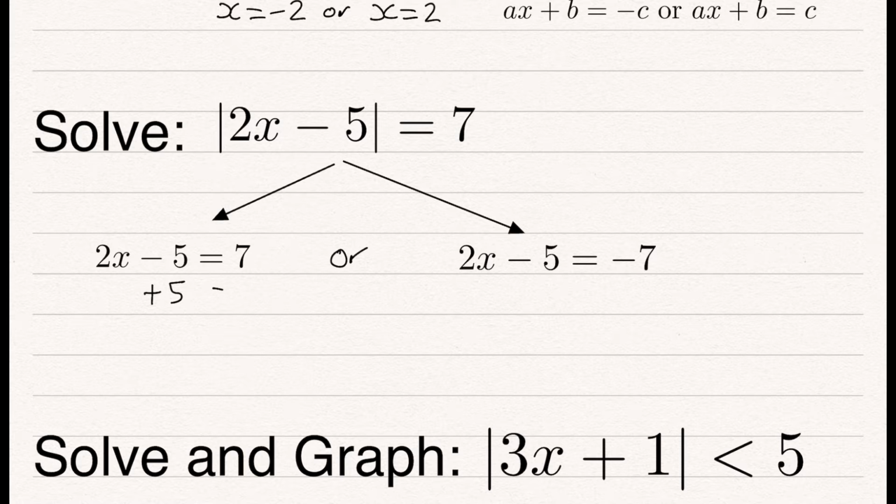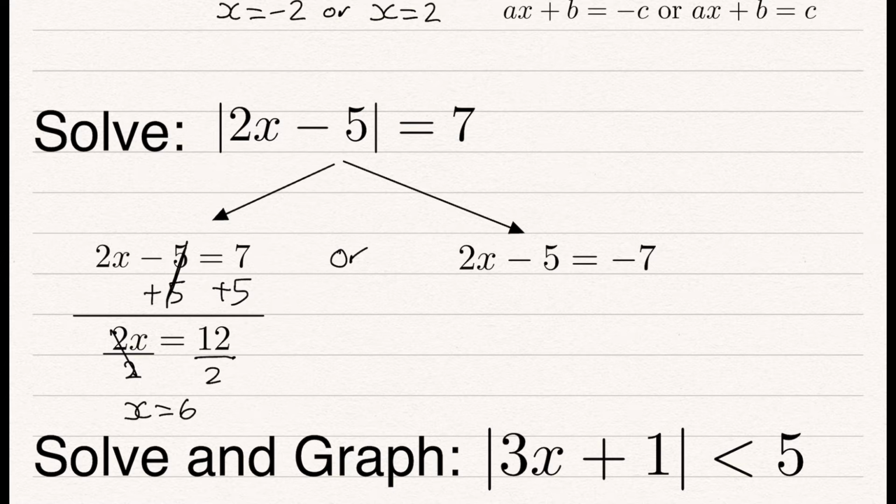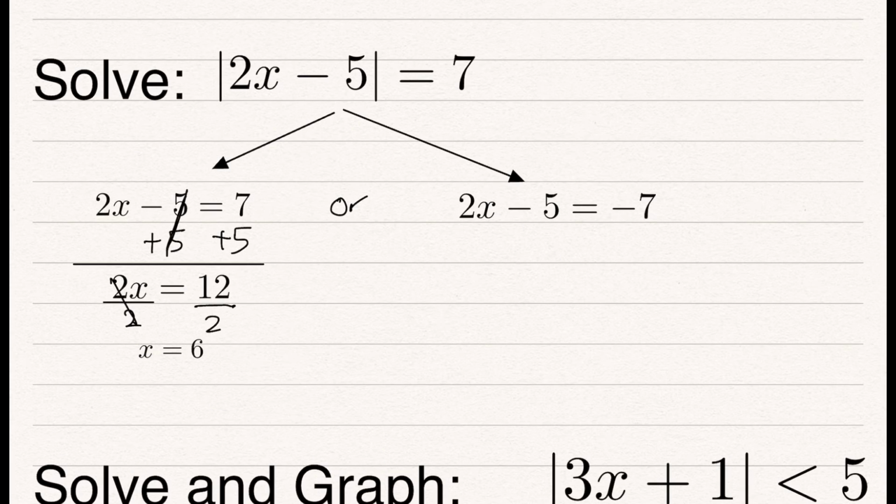So I'm going to add 5 to both sides. 5 cancels out, and we get 2x is equal to 12. We divide both sides by 2, and find that x is equal to 6. We've found our first solution. x could be 6. If we plug that back in, 2 times 6 is 12. 12 minus 5 is 7. And the absolute value of 7 is equal to 7. So that works out in the original equation, just as expected.